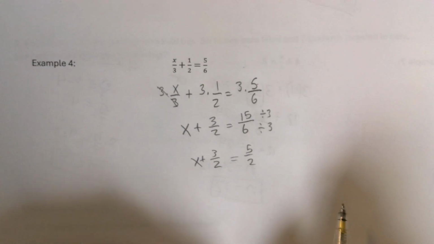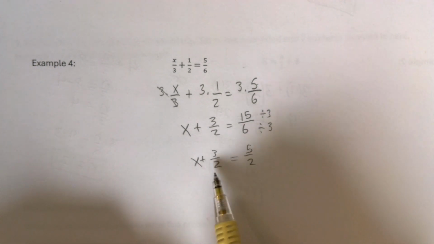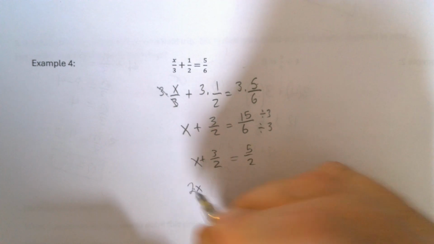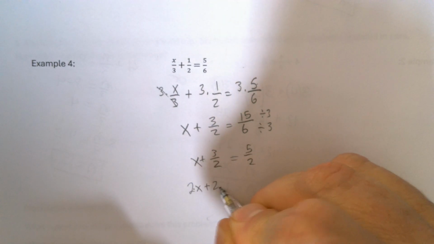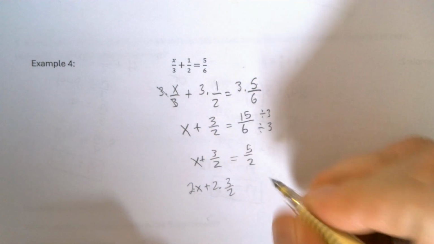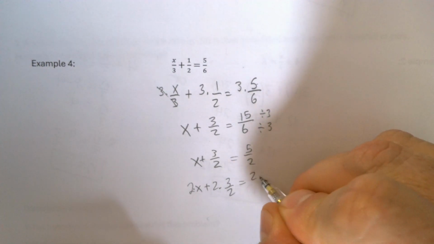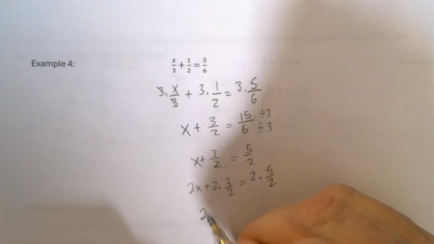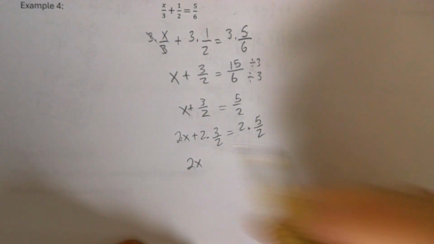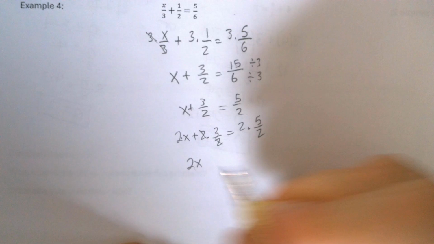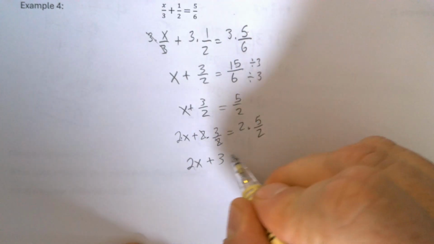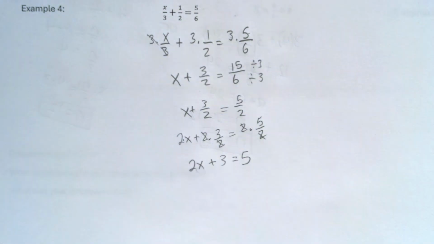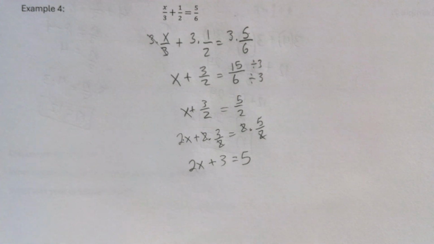Alright, so now for this step, we still have fractions to get rid of. The next denominator is the 2, so let's get rid of that. So here we're going to get 2 times x plus 2 times 3 over 2 equals 2 times 5 over 2. So we'll have a 2x here. These 2's will cancel each other out, and you're left with a plus 3. And these 2's will cancel out, and you're left with a 5. And now we have a nice 2-step equation that we can solve.